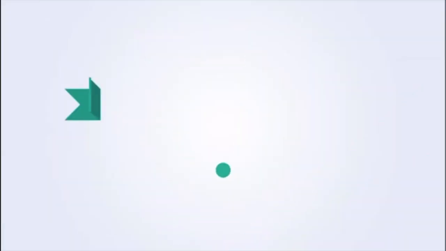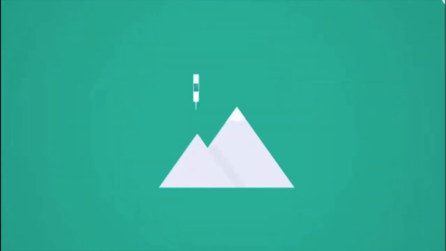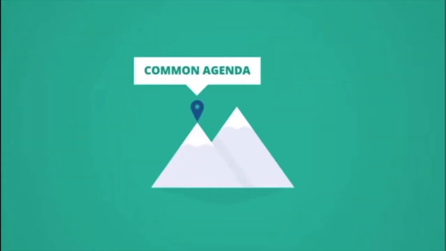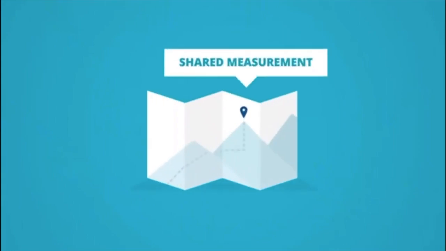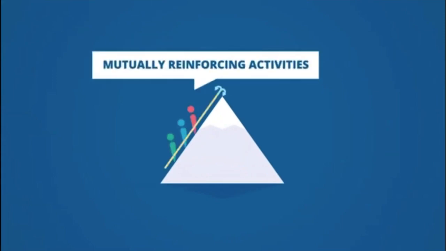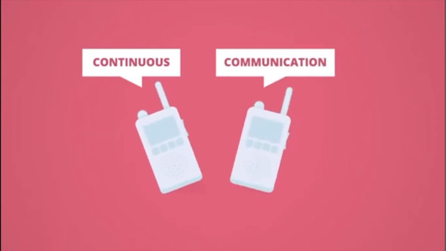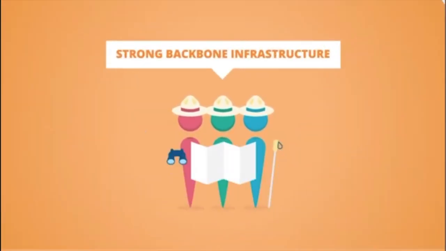Organizations utilizing a collective impact approach do the following: agree to a common goal, agree to track progress in the same way, which allows for continuous improvement, do what each does best while identifying new ways to work together, have consistent communication, and finally, have skilled and dedicated resources to support ongoing efforts.